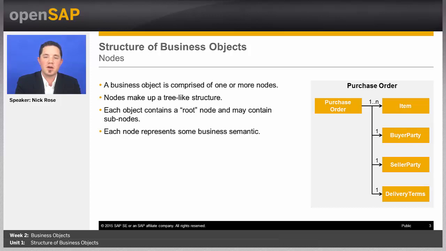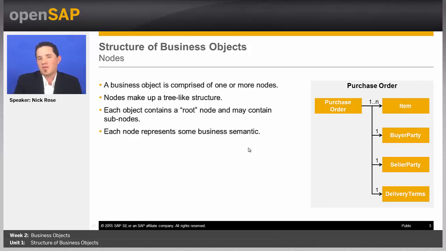Now, the object itself can have any structure of nodes you want. So there's always the root node, but a root node will have subnodes, and those nodes could have subnodes of their own, etc. You can get as complex as you want here. For example, in this purchase order, we have the purchase order root node, and we have a number of subnodes: item, buyer party, seller party, and delivery terms. You can also see that the relationship, the cardinality of these nodes, is in place as well. So we'll have only one buyer party, seller party, or delivery terms for the purchase order, but we'll have one or more items as part of the purchase order.